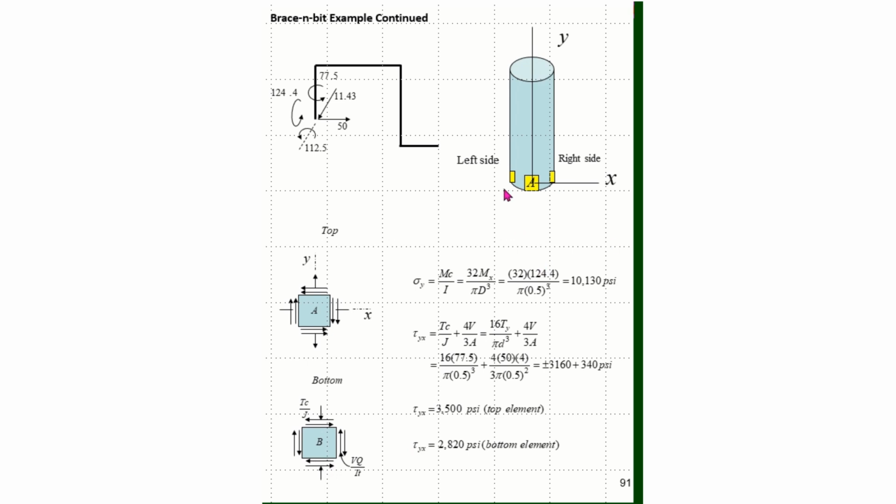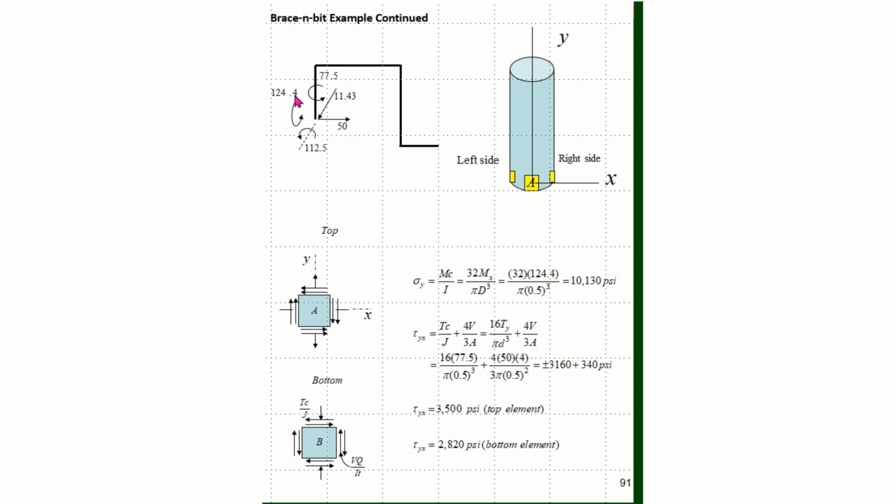If I now look at elements on the left side and the right side, I can compute and determine the stresses that act on those elements. For elements on the side, we'll look at the right side, and this 50 will pierce through the element. So this 50 won't do anything to the side elements. The 11.43 is parallel to the cut edge. So it will be coming parallel to the cut edge and cause a VQ over IT stress.